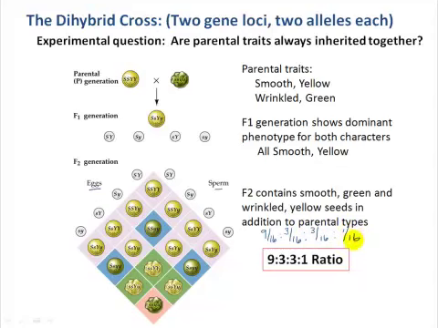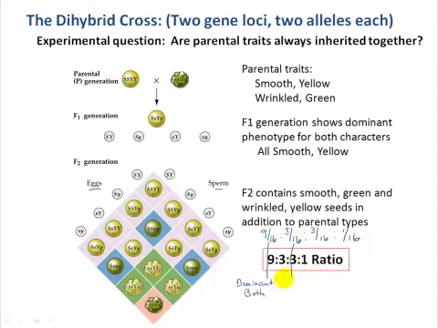But that's 9/16 of the offspring we would expect to have the dominant phenotype for both. So 9/16 would be dominant for both. So remember, our dominant trait was yellow for the color and smooth for the shape. And so 9/16 of our offspring are going to be yellow and smooth.